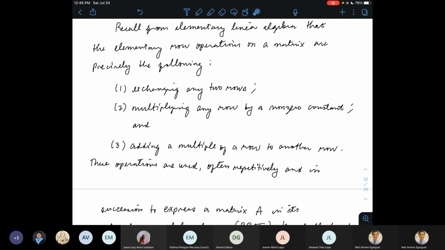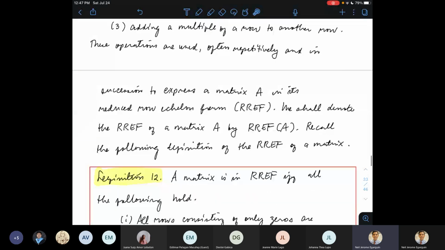But anyway, these are elementary row operations. May tatlong elementary row operations. Number one, if you have a matrix, interchanging any two rows of the matrix is an elementary row operation. Multiplying any row by a non-zero constant is also an elementary row operation. And the last elementary row operation is adding a multiple of a row to another row. Okay. So usually these operations are used repetitively and in succession to express the matrix A into what we call the reduced row echelon form.